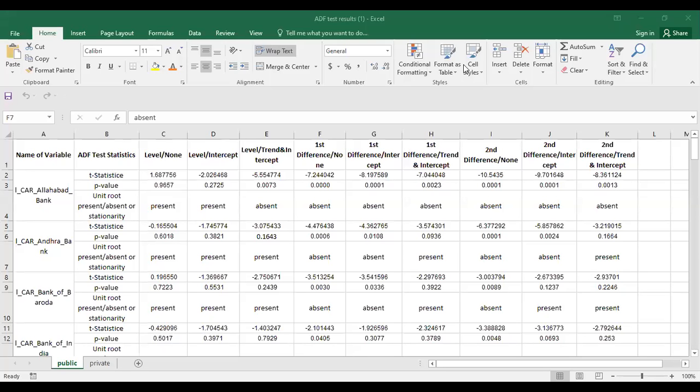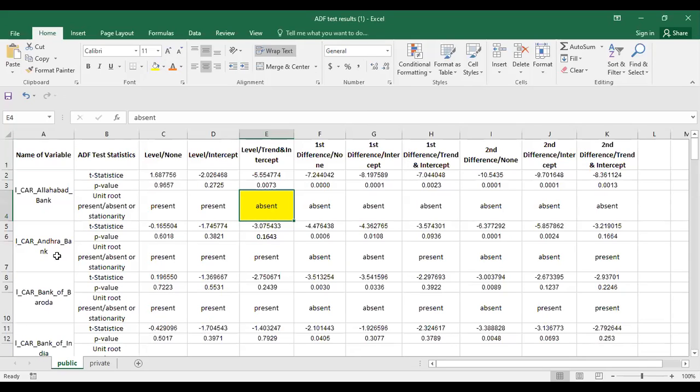Another very important thing before applying Granger causality test is that, for every time series, the presence of unit root test is checked. That is, whether the data is stationary or not. What we were interested in was the absent part. Absent part means that if we see CAR Allahabad Bank, I'm highlighting it here, at the level, trend and intercept, this unit root is absent.